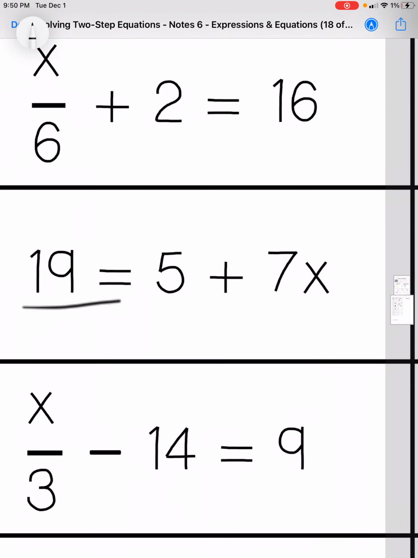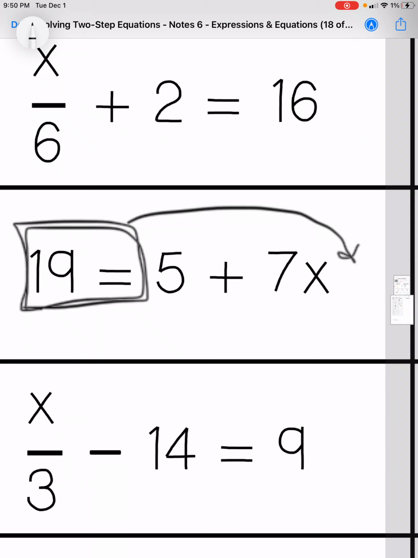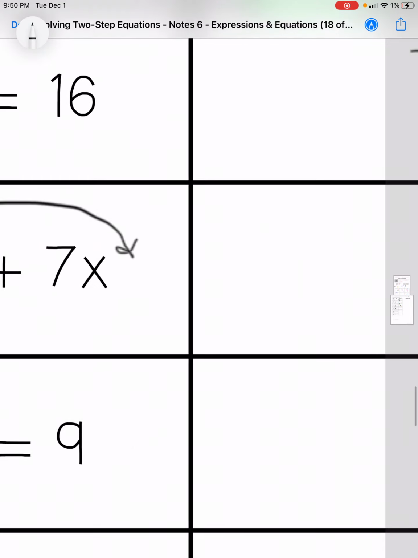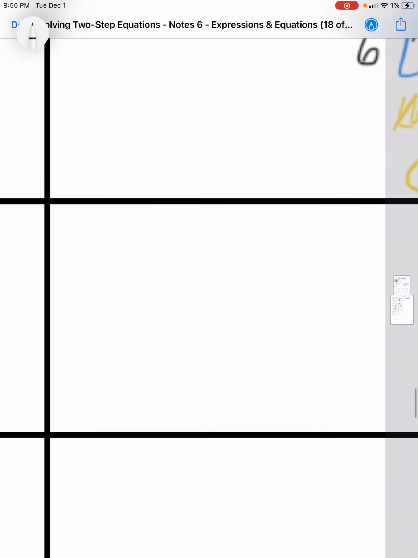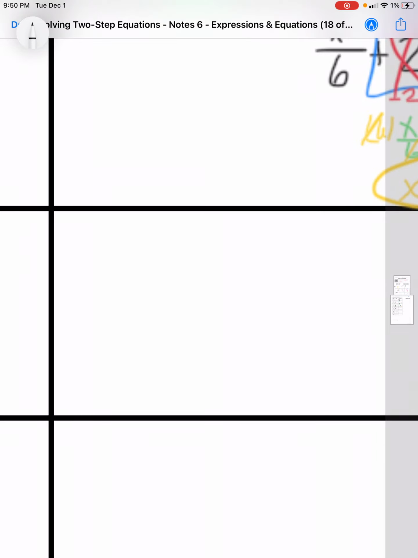Number 7. The reversed. Okay, let's just scroll over. So remember, I can just take this and flip it to the other side. Okay, it's not a problem. So that's what I'm going to do when I rewrite it. I'm going to flip it. So don't be mesmerized when I do flip it. So it's 5 plus 7x equals 19.